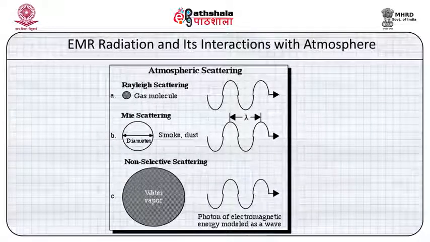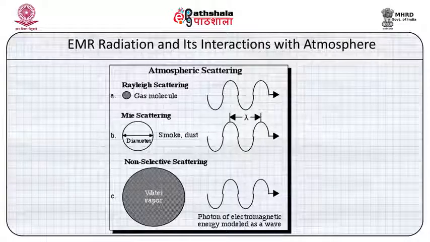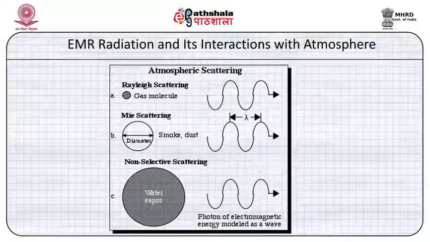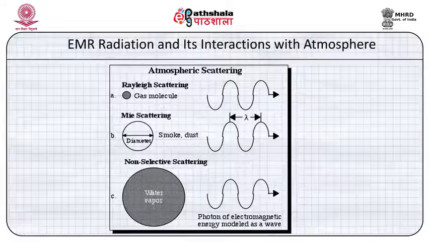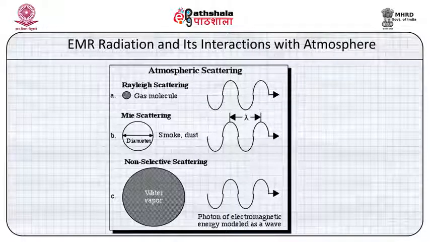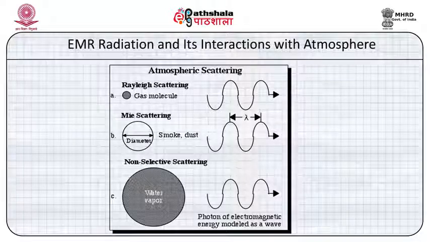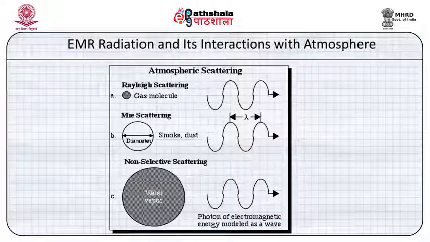Figure 3 shows atmospheric scattering. Figure 3a shows Rayleigh scattering, where I have shown you a gas molecule which is very small. On the right side you see the wavelength, which is a short wavelength. In 3b, the Mie scattering, the diameter is a little bit bigger, and the example, as I told you before, is smoke and dust. The wavelength region is almost the same or a little bit more than the first one.